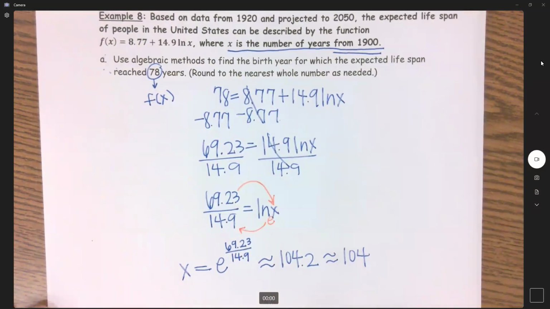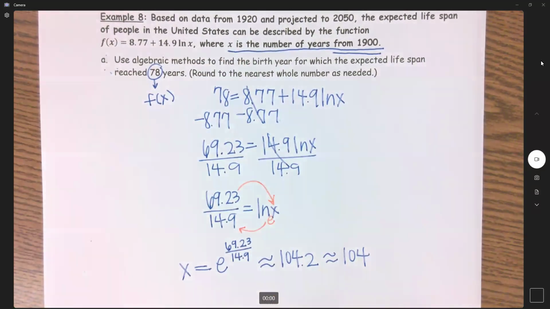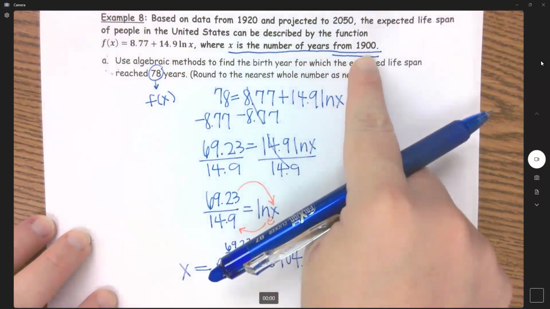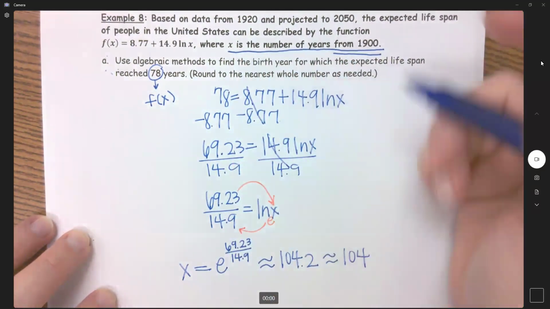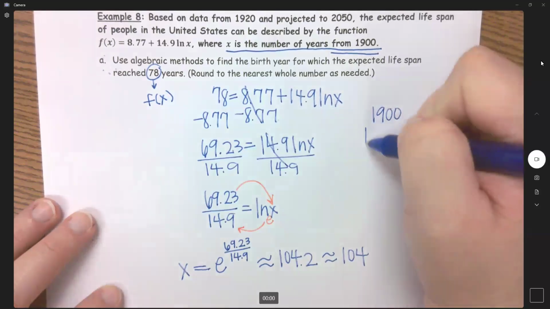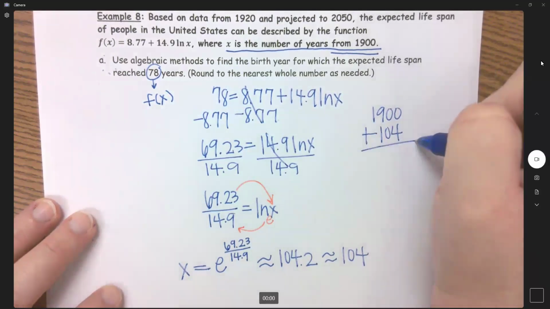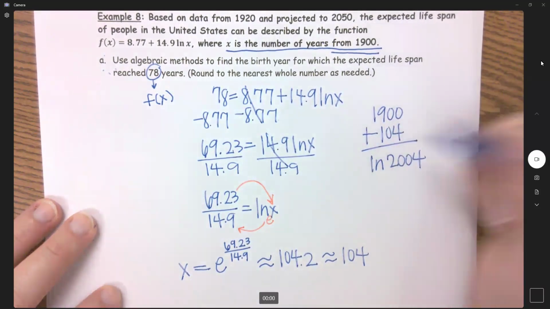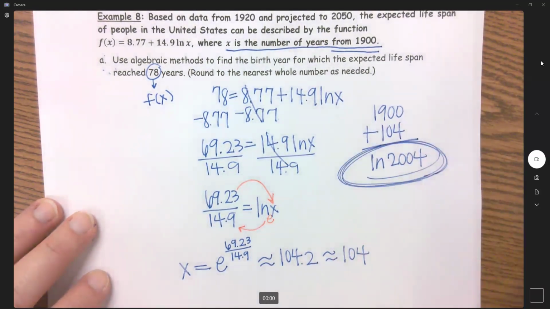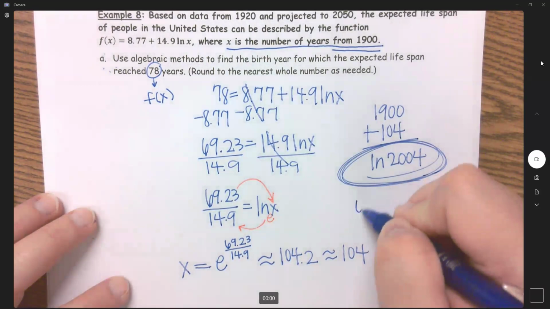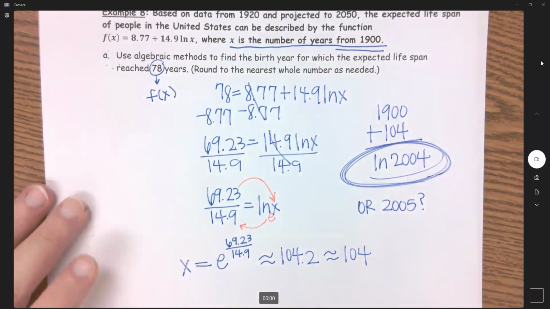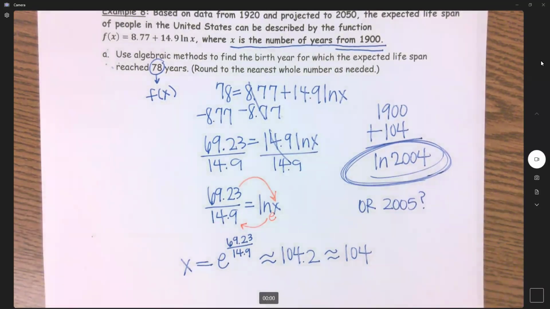So if I'm wanting to know the birth year at which the expected lifespan reaches 78 years, and x represents the number of years after 1900, we need to add the 1900. So what is 1900 plus 104? And we will get 2004. Now I have a note in my notes that it could be 2005. So if that number doesn't work, try going to the next year.